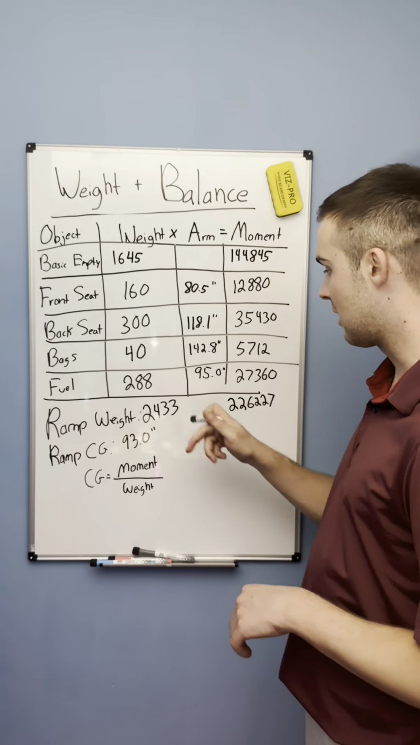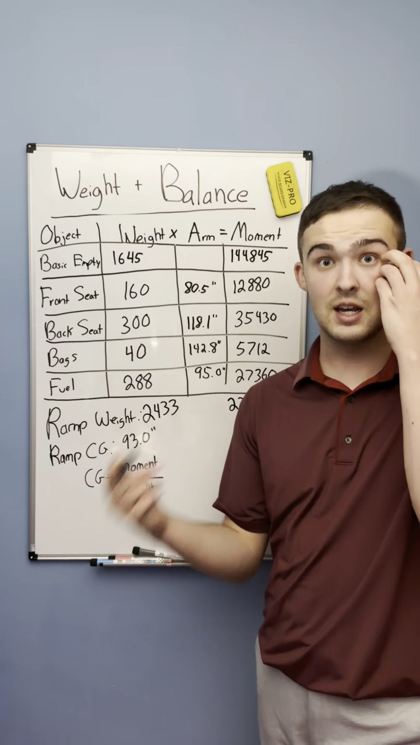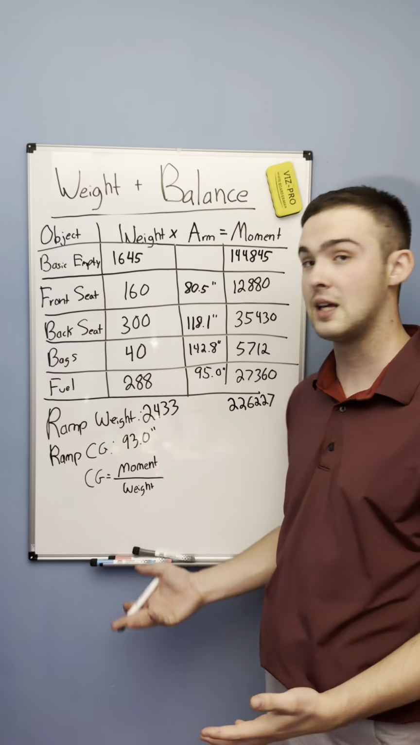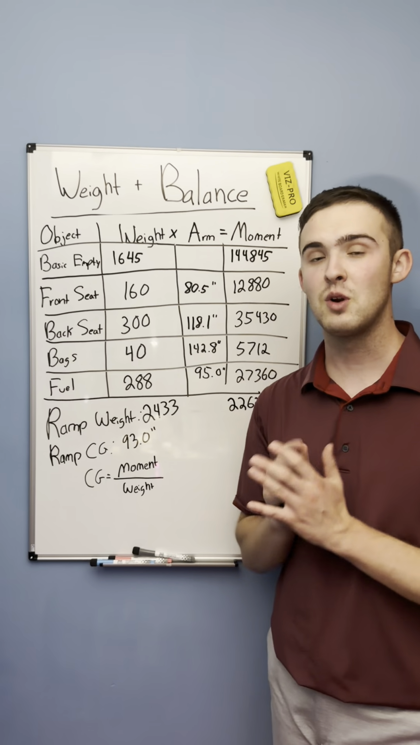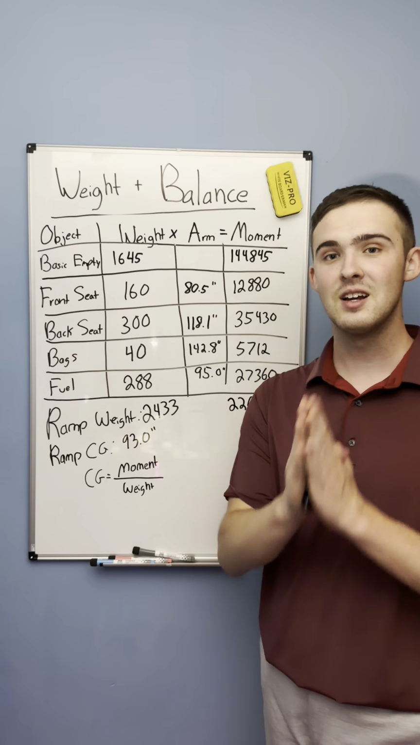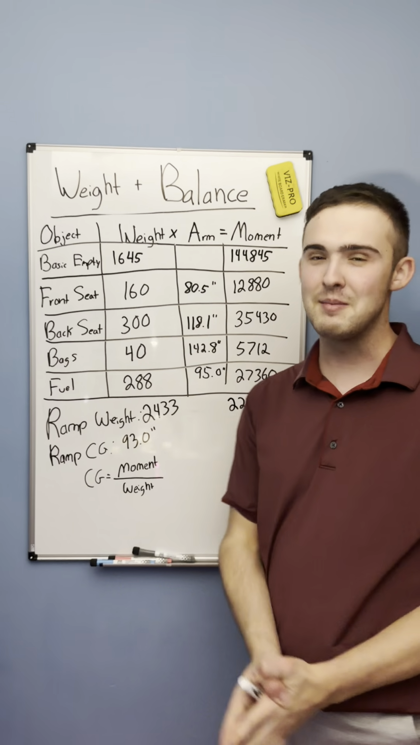What we're going to do at this point is we're going to take our ramp weight and our ramp CG, or our takeoff weight and our takeoff CG, if we calculate that, go into our CG envelope in section 6 of our POH, and we're going to determine if we are legal to fly based on our weight and balance calculations.